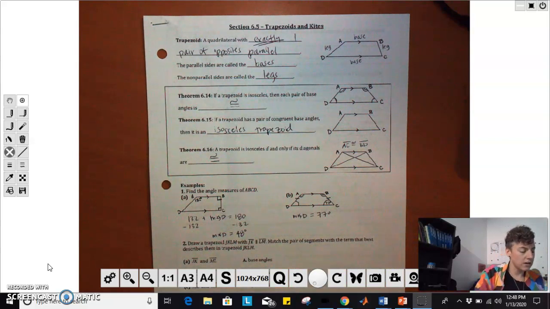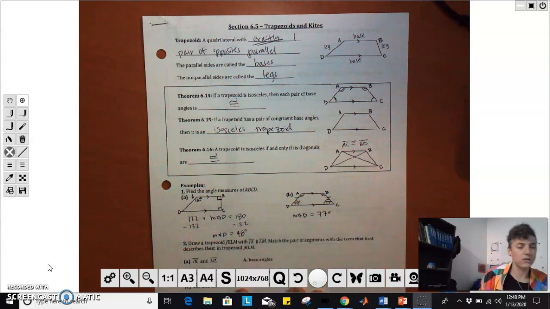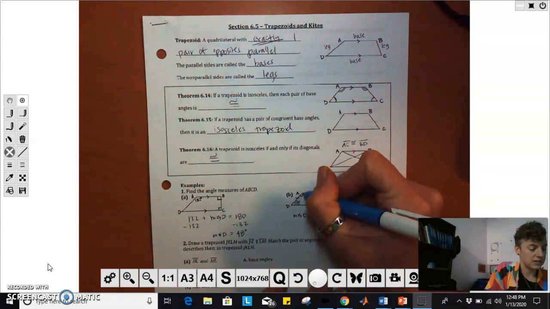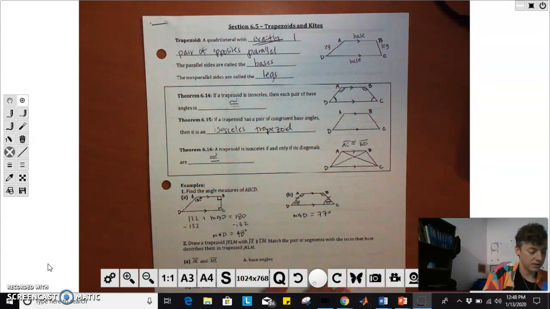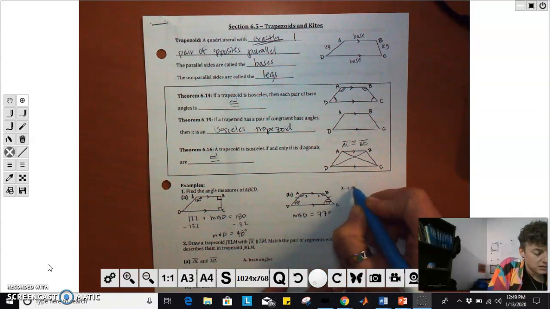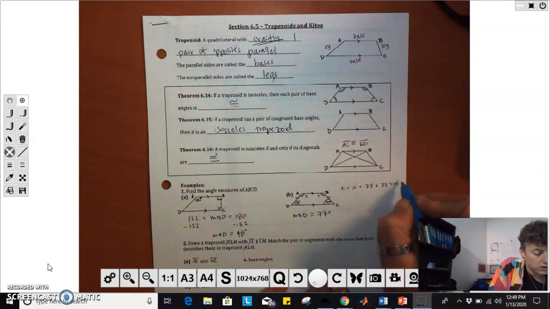So we could add all of these up to equal how much, since it's a quadrilateral? It would equal 360. Because A and B will be the same number, I can call them X. So we could do X plus 77 plus 77 equals 360.